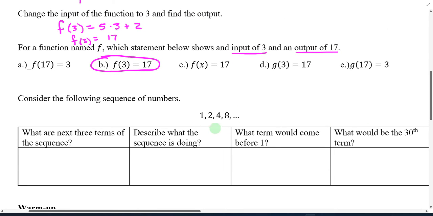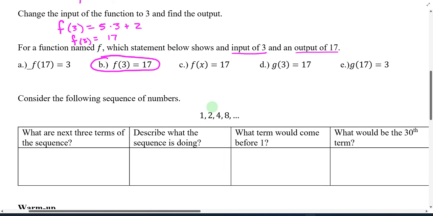in Module 3. We're going to be dealing with these things called sequences. So this is a sequence here. We have a sequence of 1, 2, 4, 8, and the first question is, what are the next 3 terms of the sequence? So we kind of have to figure out what is going on here. How are these numbers growing?